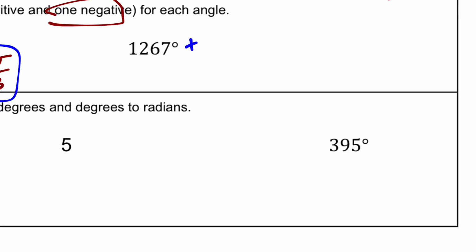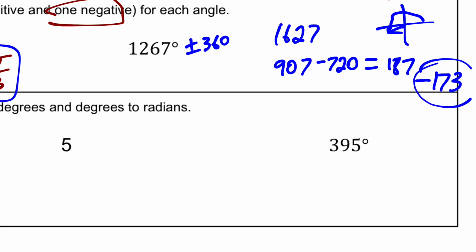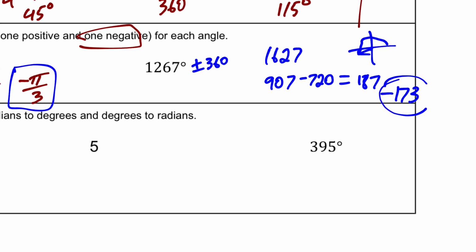For 1267, we're going to do plus and minus 360, so that plus 1 is a little bit easier. We have 1627. If we subtract, we have 907. If I take away 720, which is 2 full revolutions, I have 187. If I think about that graphically, that is like going right here. How can I get there in terms of negatives? That would be like negative 173, since they wanted one negative for each angle.